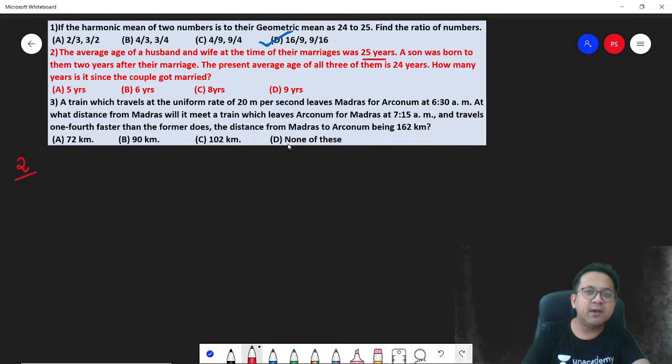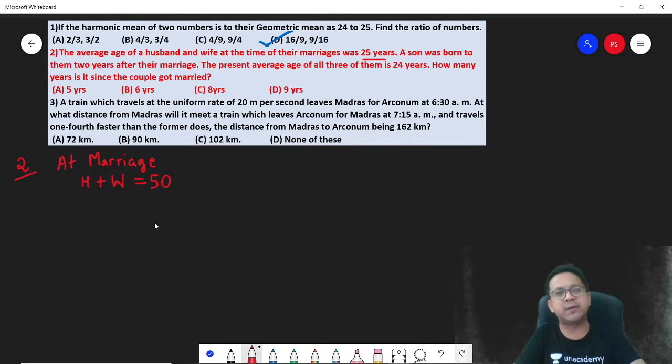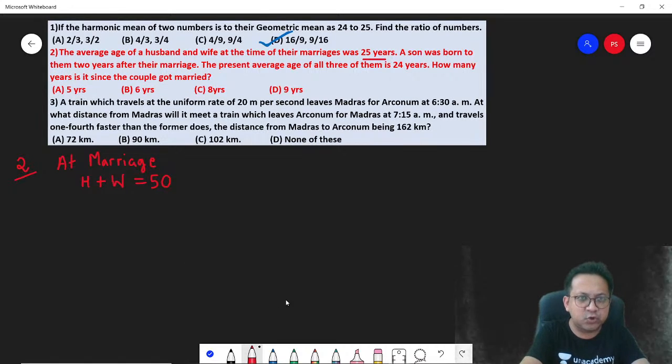Okay, number 2. So at marriage, what was the sum of the ages of husband and wife? Let's say the husband's age at that time was H, and the wife's age was W. So H plus W divided by 2 was 25. The average is 25, so the sum of their ages was 25 into 2, 50. Correct?